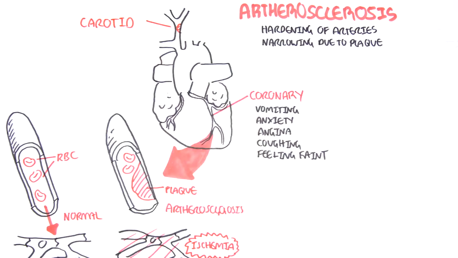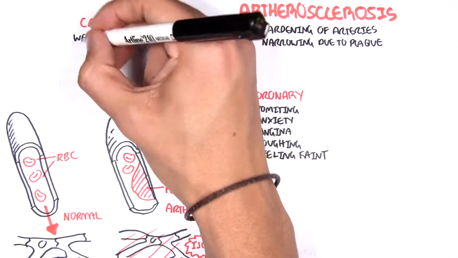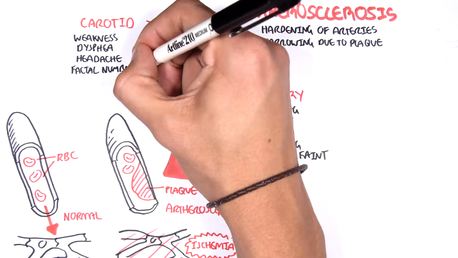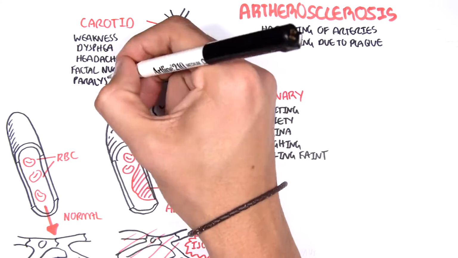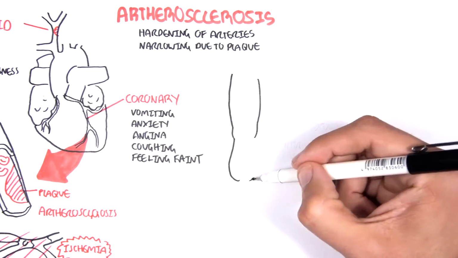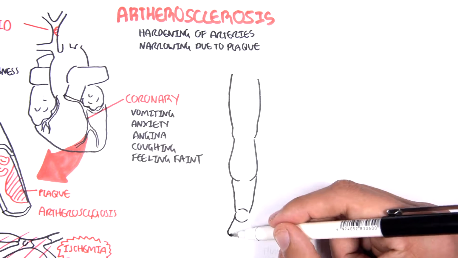So atherosclerosis formation of the coronary arteries can lead to myocardial ischemia, but there can also be atherosclerosis formation in the carotid arteries. This can cause symptoms such as weakness, dysphagia, headache, facial numbness, and paralysis. This is because the carotid arteries are the blood supply to your brain. So if you don't get any blood to your brain, you get stroke as well as these symptoms.